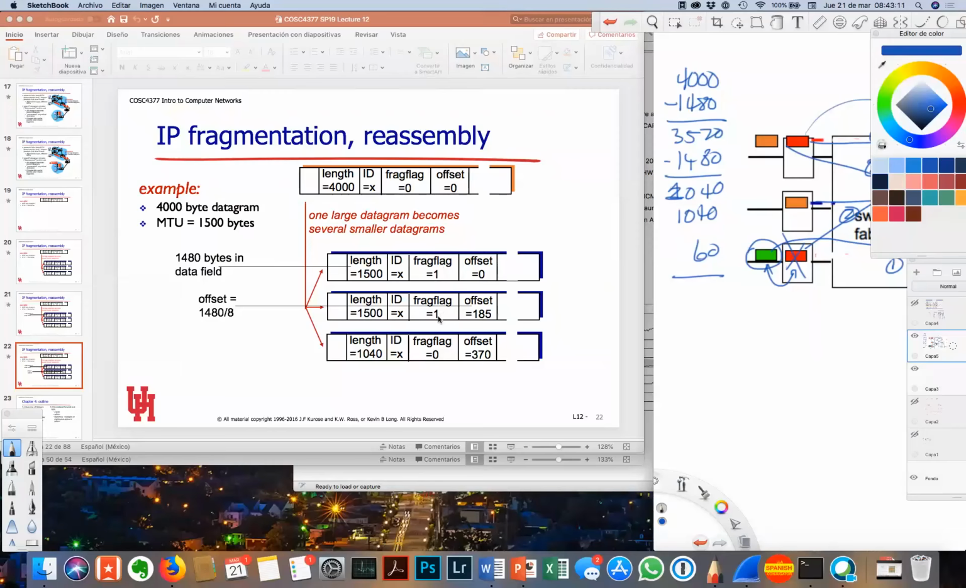And again, for the second one, there's at least one more packet after me that you need to get to make sure you got the full picture. When you get to the last one, it goes to 0. There is no one more after me that you need to assemble with me to get the full picture.